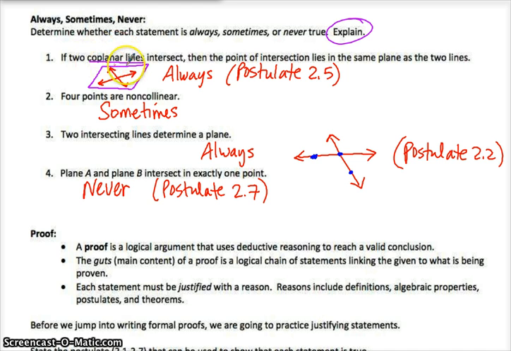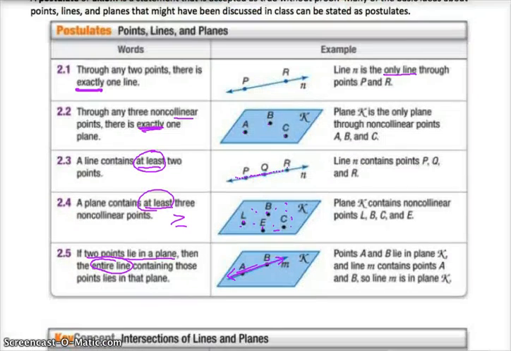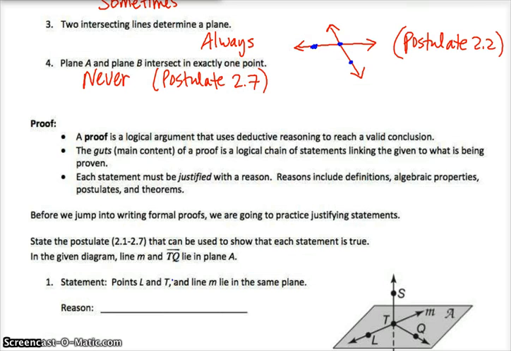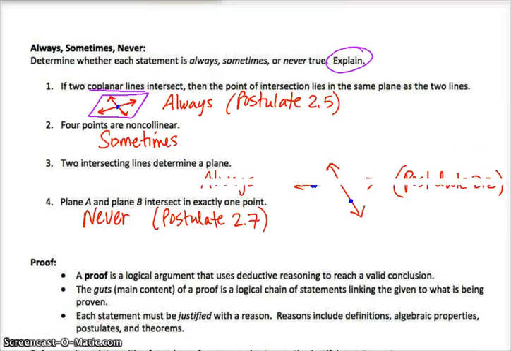So coplanar lines are in the same plane, and so the point of intersection, does it have to be in the same plane every single time, some of the time, or none of the time? Well, it has to be always. Postulate 2.5, right? If we go back to postulate 2.5, it says if 2 points lie in a plane, then the entire line containing those points lies in that plane. So here that means the entire line. Well, this point is in that line and this is in that line, so yes, it has to be in the same plane.